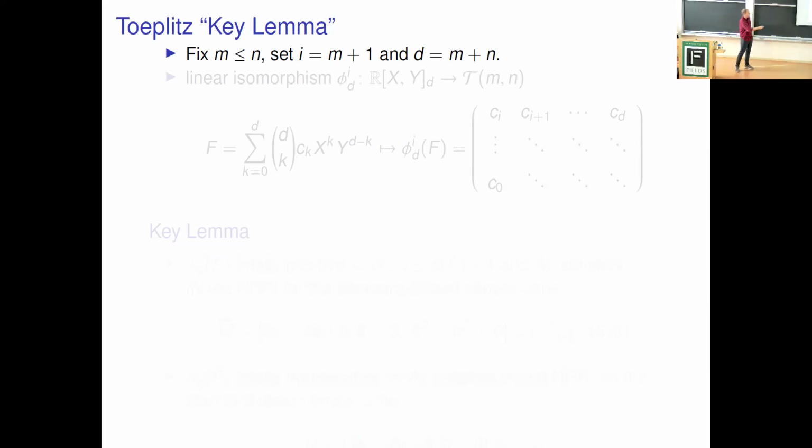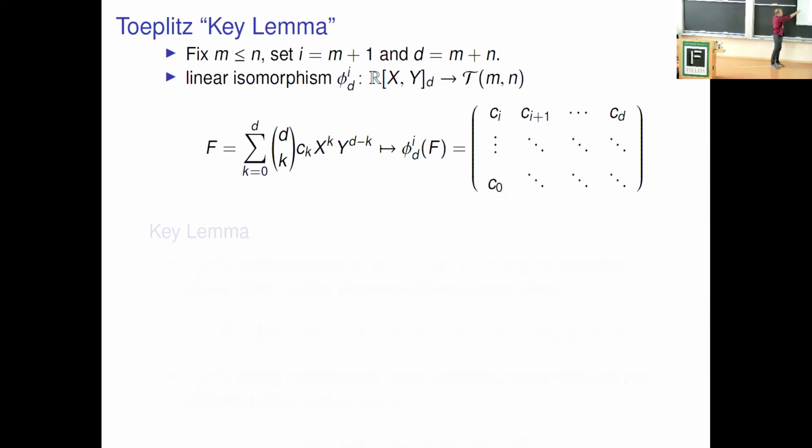Then what we can do is we can associate to every Toeplitz matrix a homogeneous polynomial in two variables of degree d, where d is the sum of m and n. And I'll do it in this way. So let me write f as a polynomial. Maybe I'll say it's normalized here because I've added the d choose k to the coefficients.